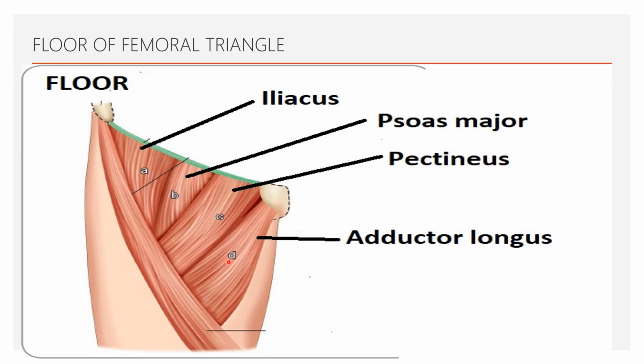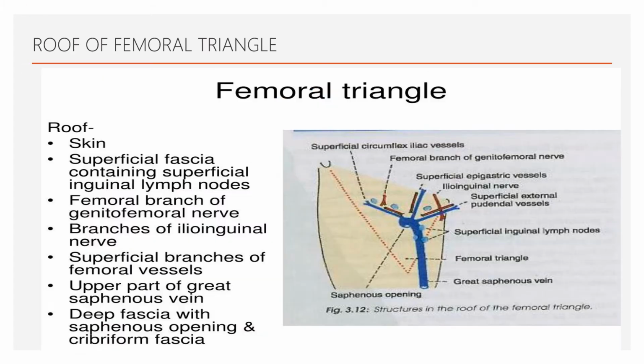The adductor longus is a muscle which is participating in the formation of medial boundary of femoral triangle as well as in the formation of floor of femoral triangle. So first muscle is adductor longus, second muscle is pectineus, third muscle psoas major, and fourth muscle iliacus. All these four muscles are forming the floor of femoral triangle.